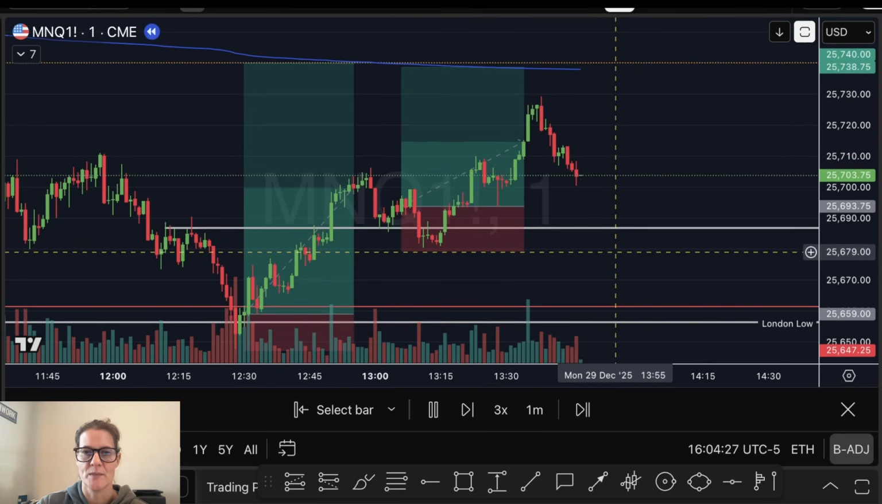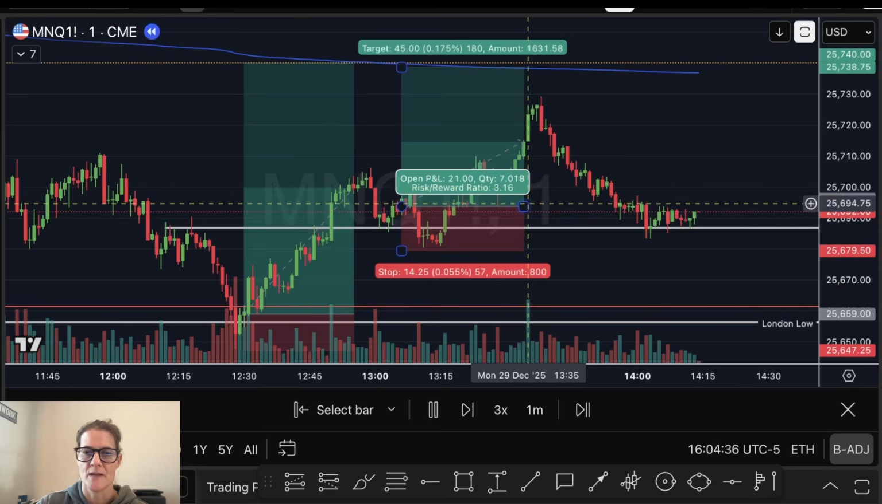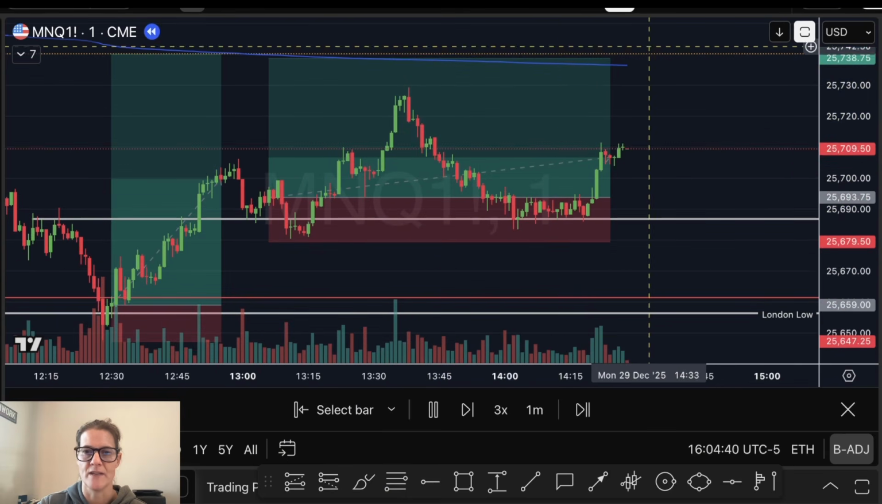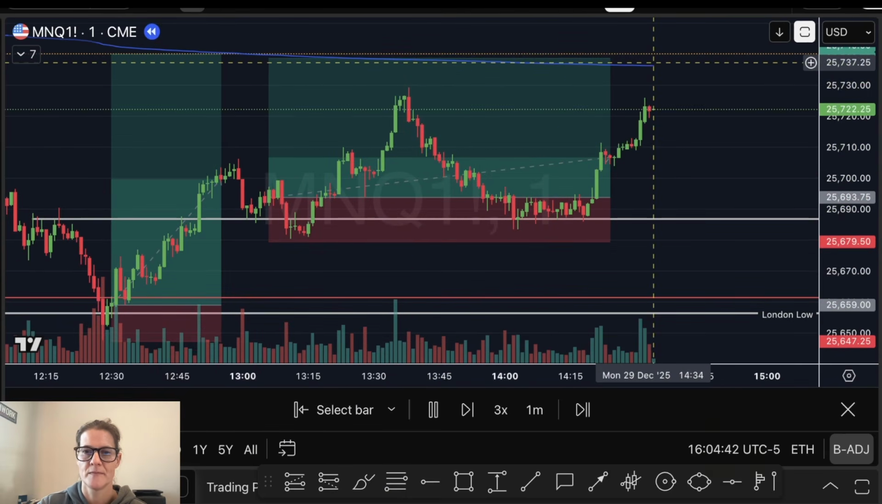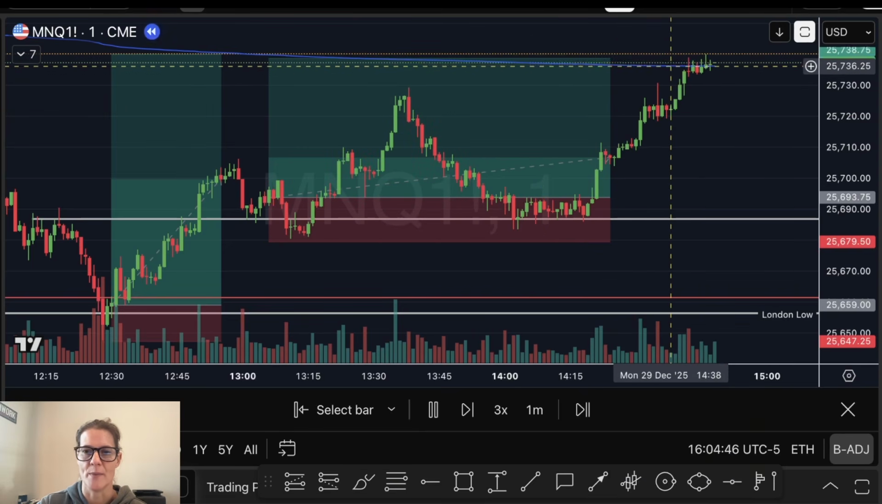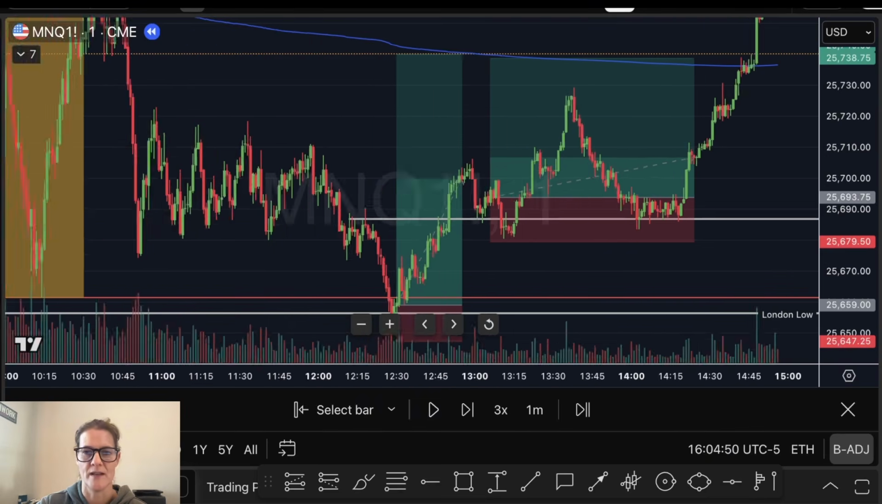Didn't quite get up to VWAP. Let's see if this plays out. Stop loss is still in play, still good to go. Let's see if it ends up getting up there. I probably would have adjusted my target a little bit lower just because VWAP is now down here, but it hits it either way. All right, so let's pause the replay.